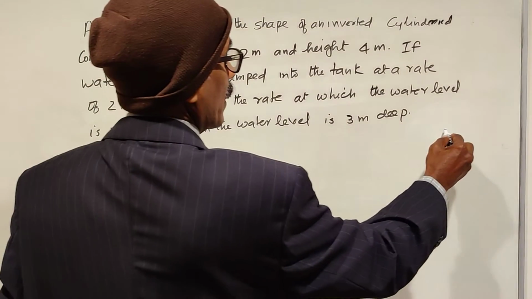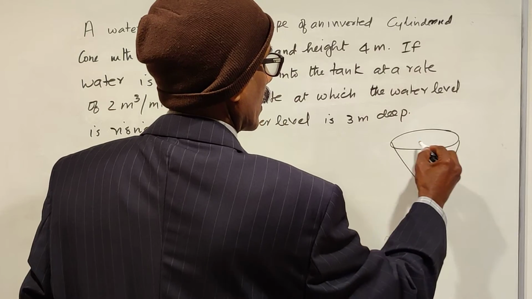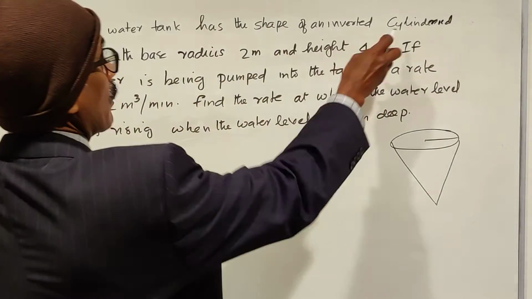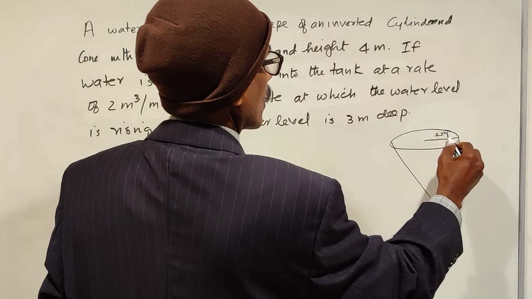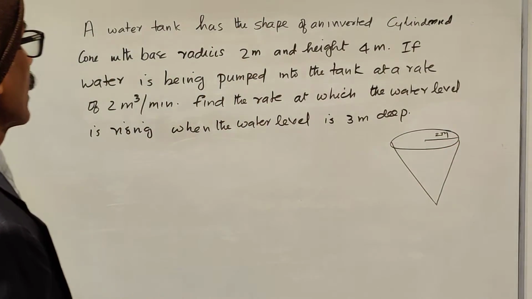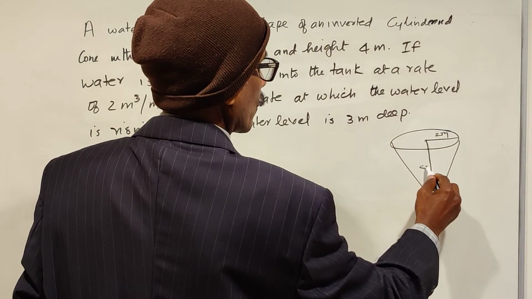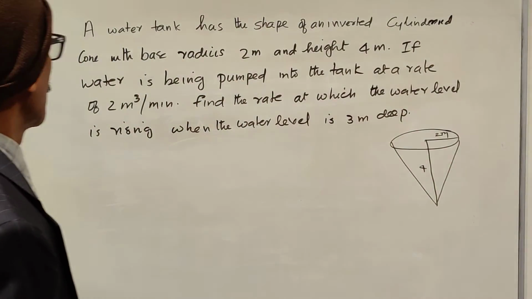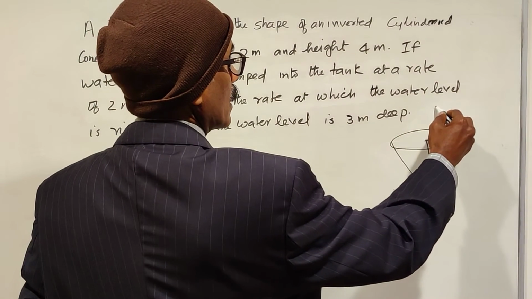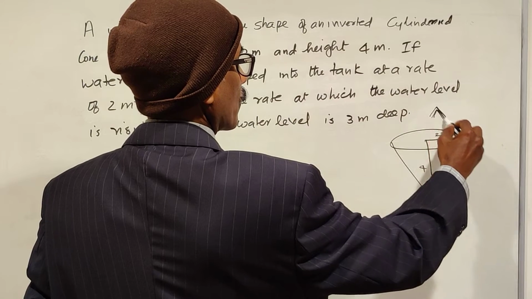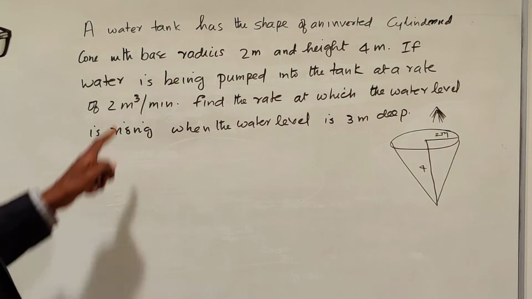See, this is the figure. Inverted cone. Shape of an inverted cone with base radius 2 meter. This is 2 meter. And height 4 meter. This one is 4 meter. Okay. If water is being pumped into the tank from the top, pumped into the tank at a rate of 2 meter cube per minute.